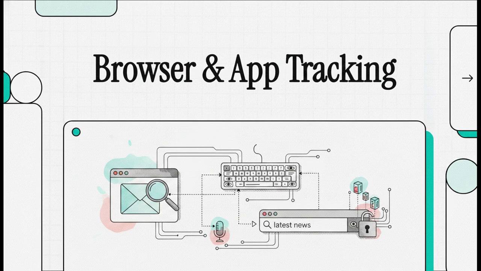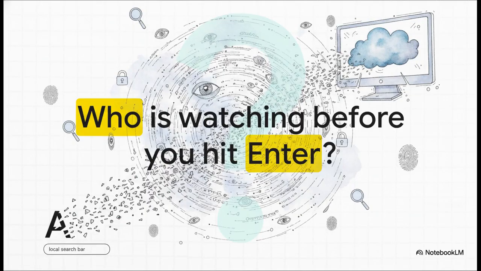But what if the OS itself and those default apps cleanly installed right out of the box are quietly logging your behavior before you even connect to a website? Today, we're focusing squarely on application layer tracking within Windows. We're going to see exactly how your browser, your local search bar, and even your physical keyboard are watching what you do. So, who is watching before you hit enter?